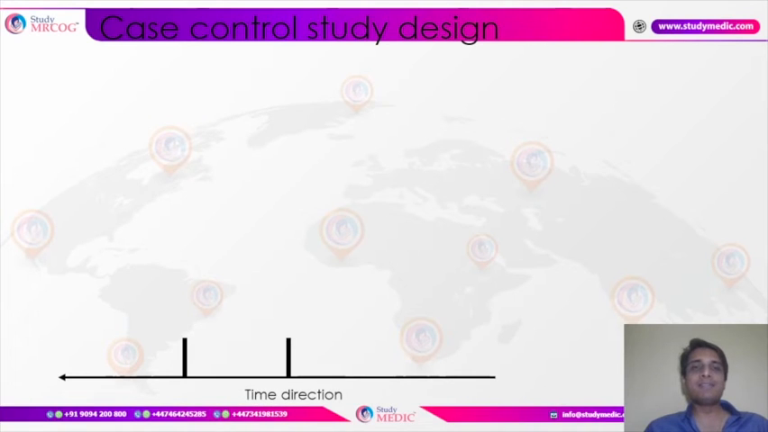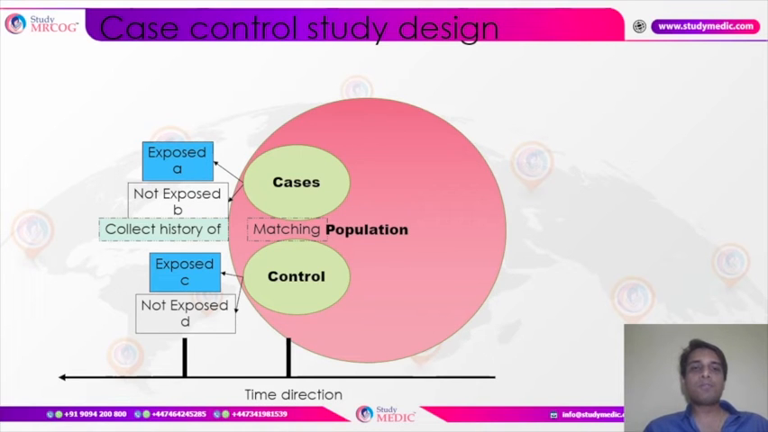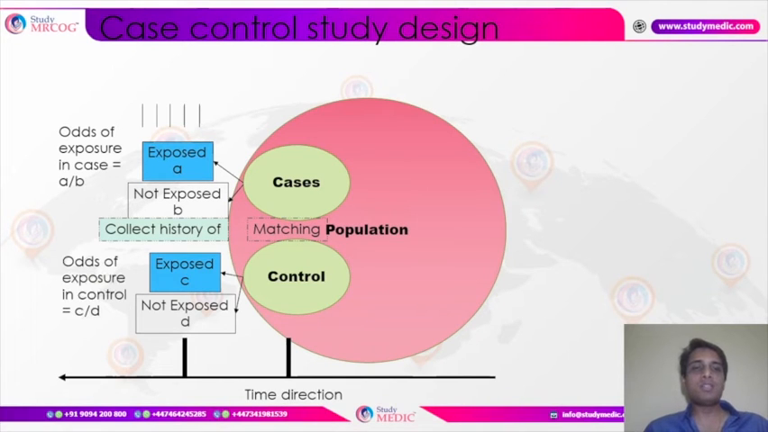The next study design is the case control study design. Here, from a population, we choose those who are already suffering from a rare disease, and we choose from the same population matched controls. We collect the history of exposure in both cases and controls. Then we find the odds of exposure in cases, A by B, where A are exposed and B are not exposed, and the odds of exposure in controls, C by D, where C are exposed and D are not exposed. Then we calculate the ratio of odds of exposure.